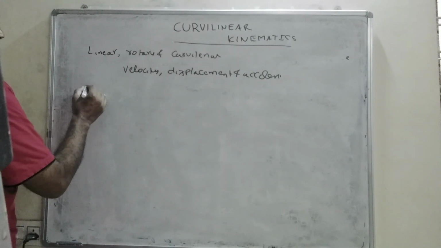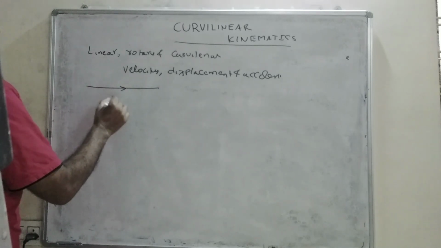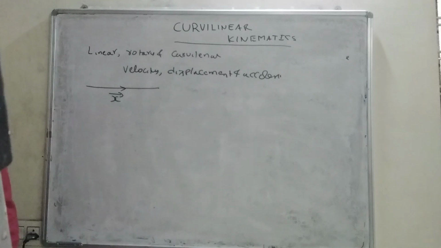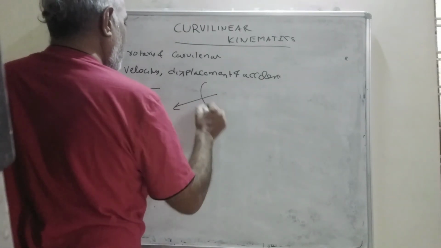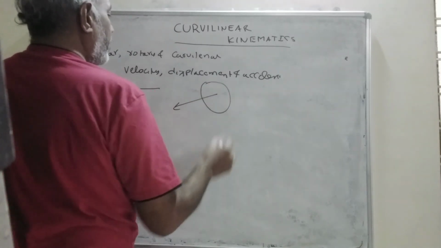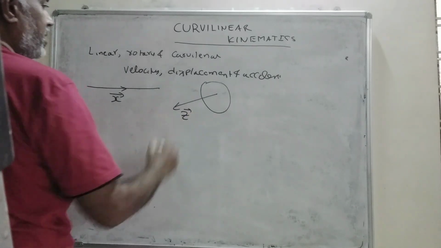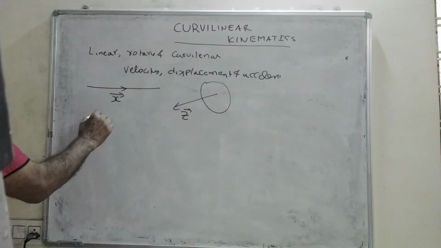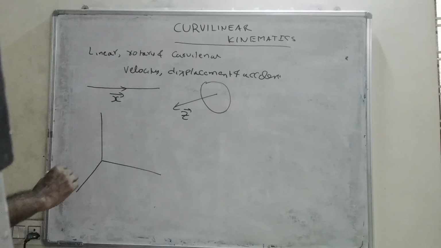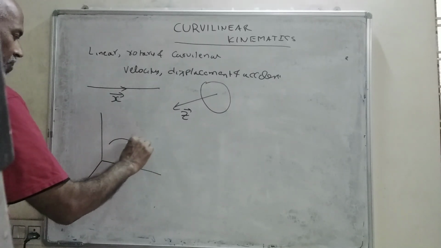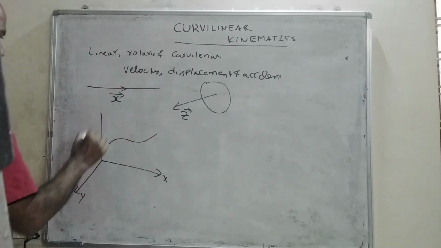In the linear, we have only one vector in x direction. In rotary also we have only one vector, perpendicular to the plane of rotation, z axis. Now in this curvilinear, the path of motion is some arbitrary in x, y and z direction.